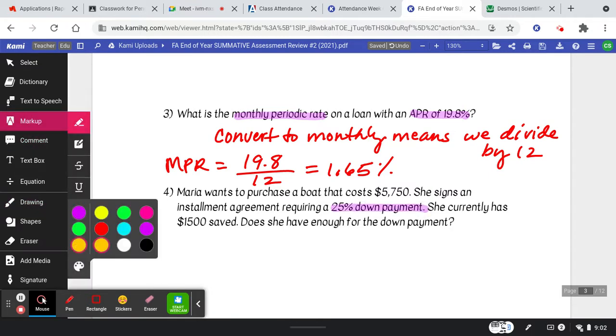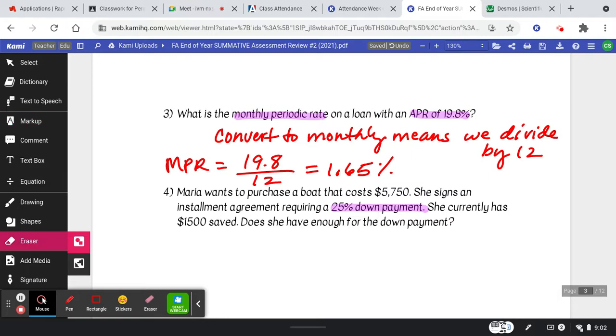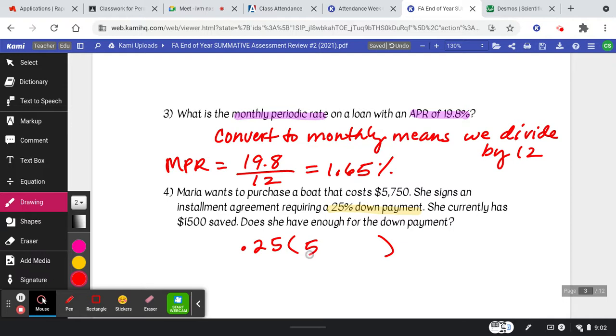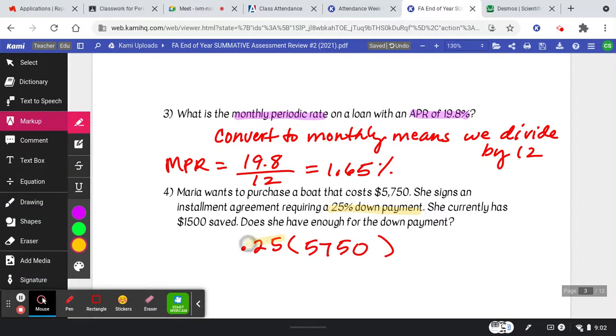Anytime we say percent, you guys, percent means multiply. We learned that back in Math 1 with percent multipliers. When I want a percent of something, it means to multiply. So we're going to go 25% of, what was the amount of the boat, Kelton? Good. So go ahead and do that calculation for us. What would 25% of the 5750 give us?